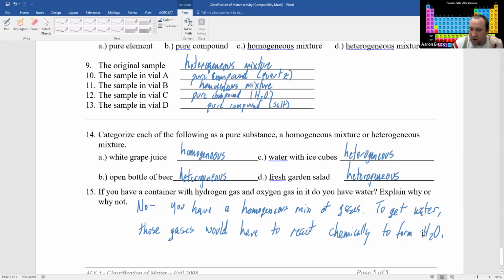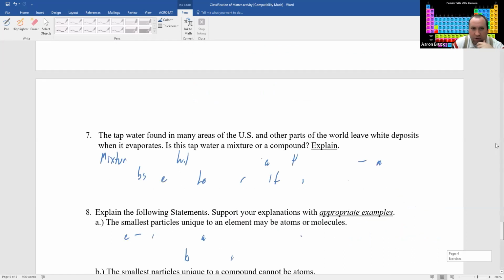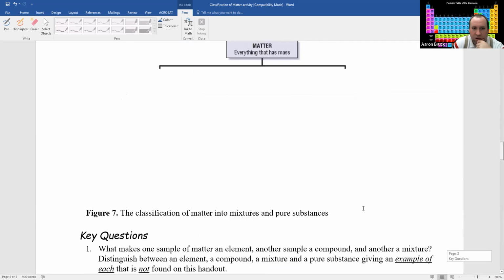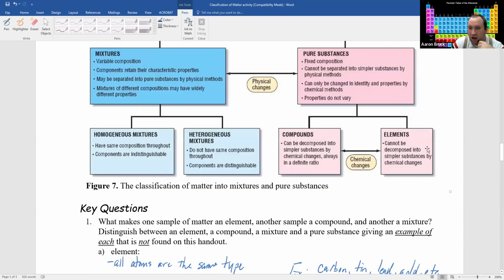So that goes back to, if you go to that flow chart on page 3, how do you turn elements into a compound? It has to go through a chemical change. Simply mixing them is not enough to get them to actually react. You have to spark that reaction in some kind of way.